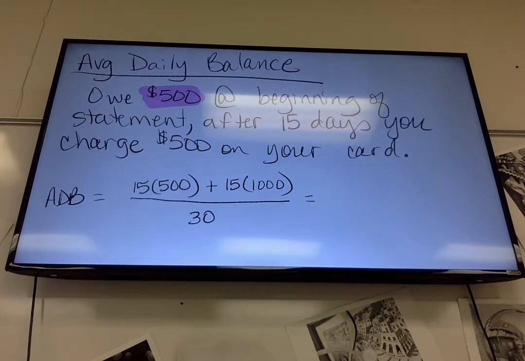If you're going to type it into your calculator, do the top part first, get a number, then divide by 30. Don't type it in all at once because it will follow the order of operations and it'll mess you up.